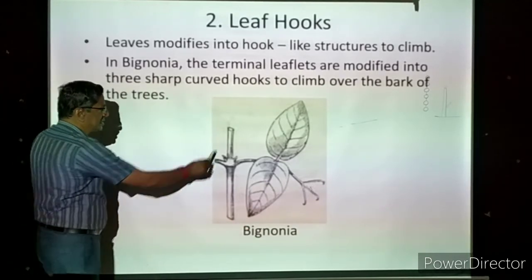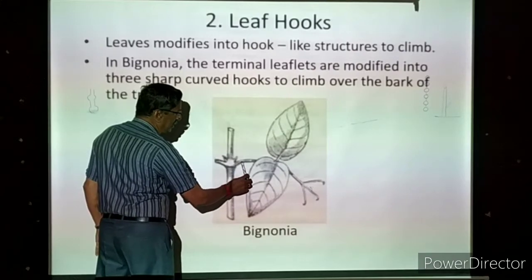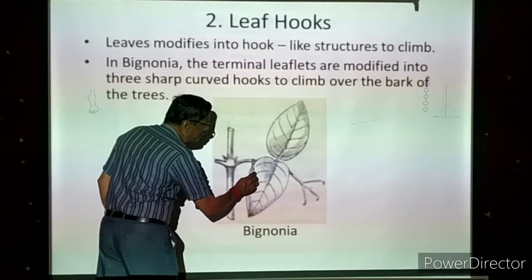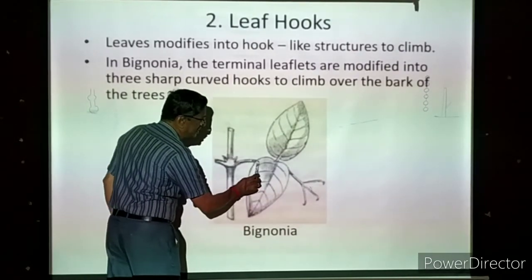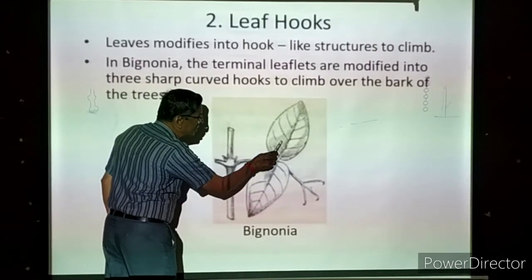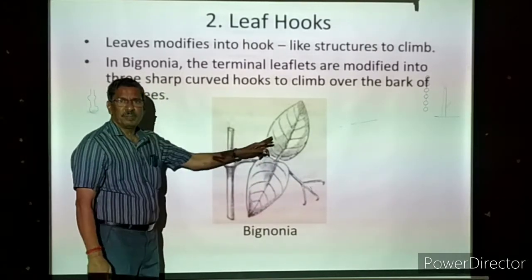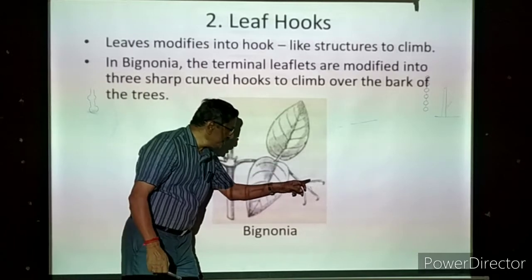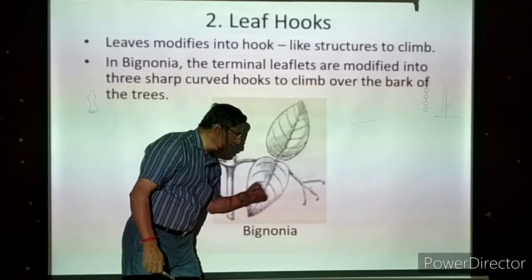Okay, begonia. This is the stem. Here the leaf petiole is there. After the petiole, it is called rachis. Now this is the rachis. On the rachis, two leaflets will be there. Only one pair of leaflets will be there. Next, we are expecting two more leaflets here, one leaflet here.